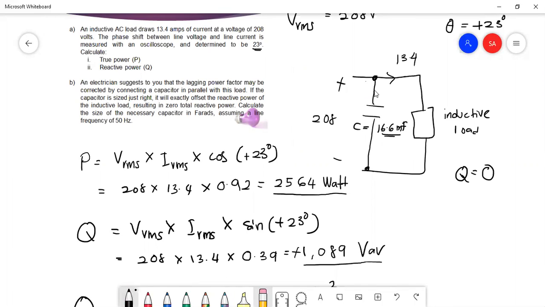So that's all for example 4. We have already finished topic 1, AC power system, part 2, the RMS value. We will continue with topic 1, part 3.